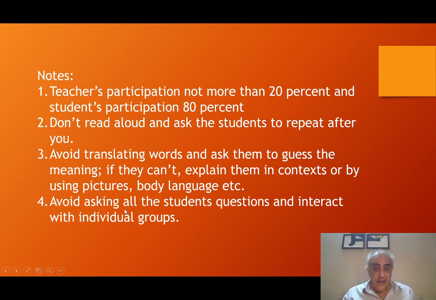Avoid asking all the students questions, and interact with individual groups. So don't ask all the students in the class questions and require one of them to answer the question, because this will create a great deal of chaos inside the classroom. Okay, so please remember these notes. As I told you, I'm going to mention and discuss these points in detail throughout my explanation to the video.